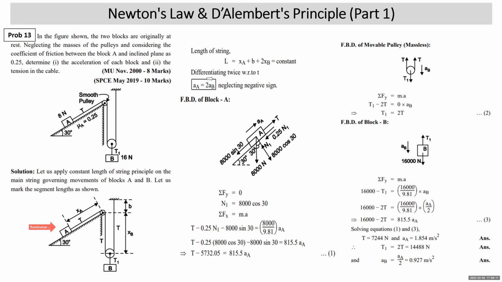Differentiating twice with respect to T, you get A is equal to 2AB. The negative sign you can always neglect when you are applying the constant length of string method. Now we draw the FBD of block A. When I draw the FBD of block A, its weight is vertically down.